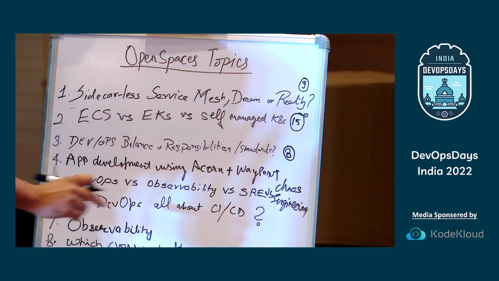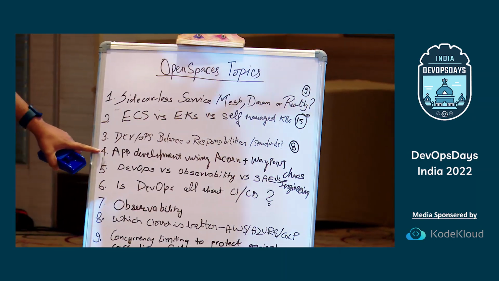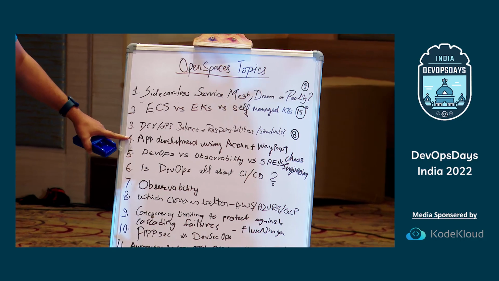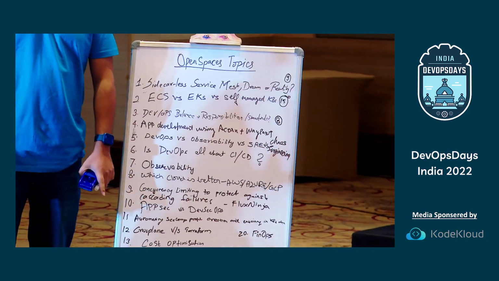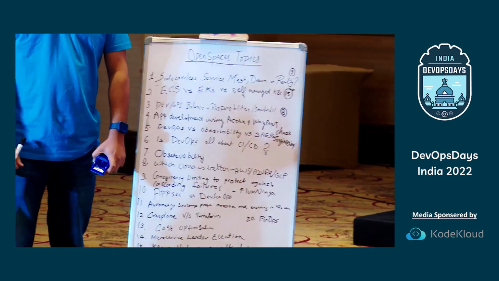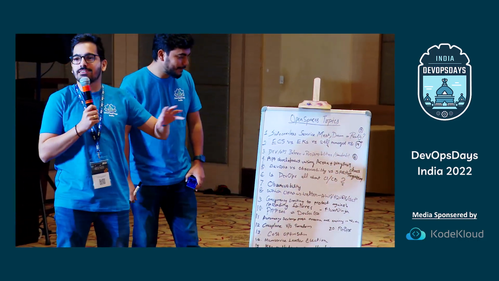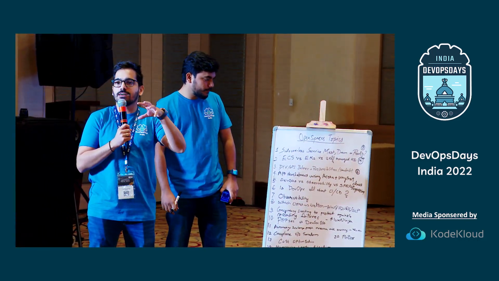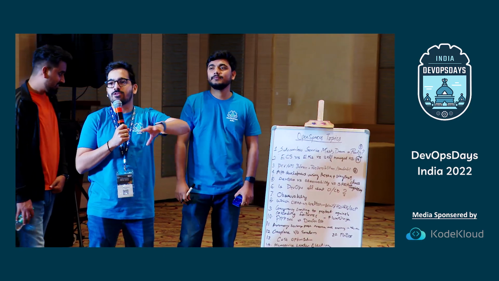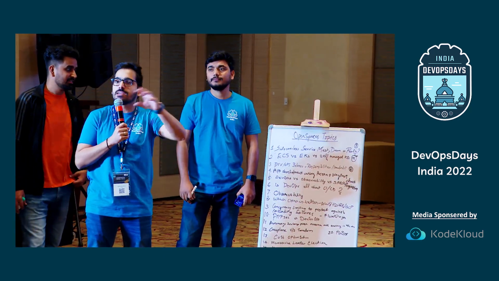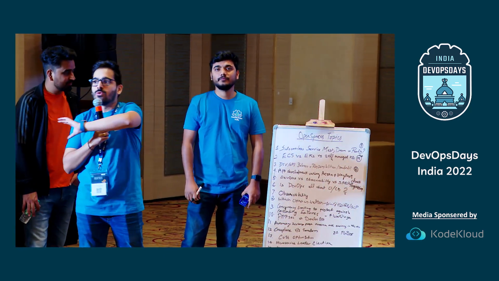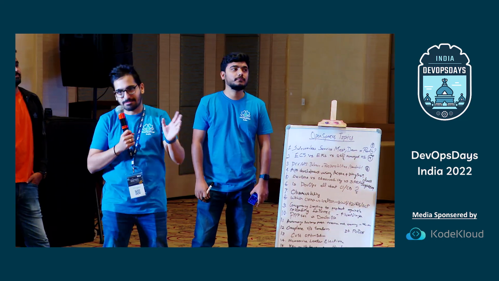App development using Acon and Waypoint. Nobody knows. Yeah, so it's me. We can discuss application deployment to Kubernetes and other platforms, how we can make that easy, what a developer needs to know, what a developer does not need to know, from a cloud perspective, and some of the tooling as well to do that.